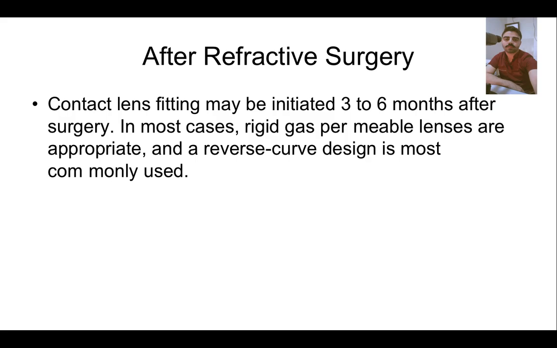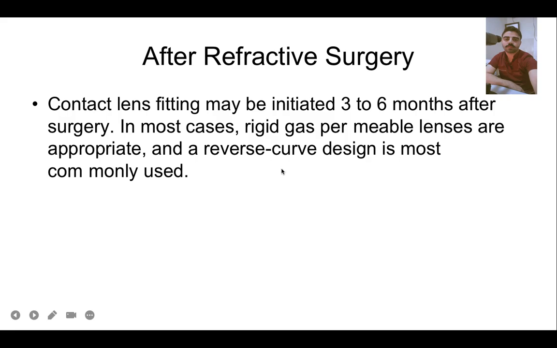But an RGP lens is the better one because it provides better oxygen permeability to the cornea. This is an operated cornea, so we want to provide better oxygen to the cornea in order to maintain the physiology. So GP would be a better choice. And one important thing is we have to wait 3 to 6 months after the surgery. Once the cornea is stable, you can go for a contact lens fitting.